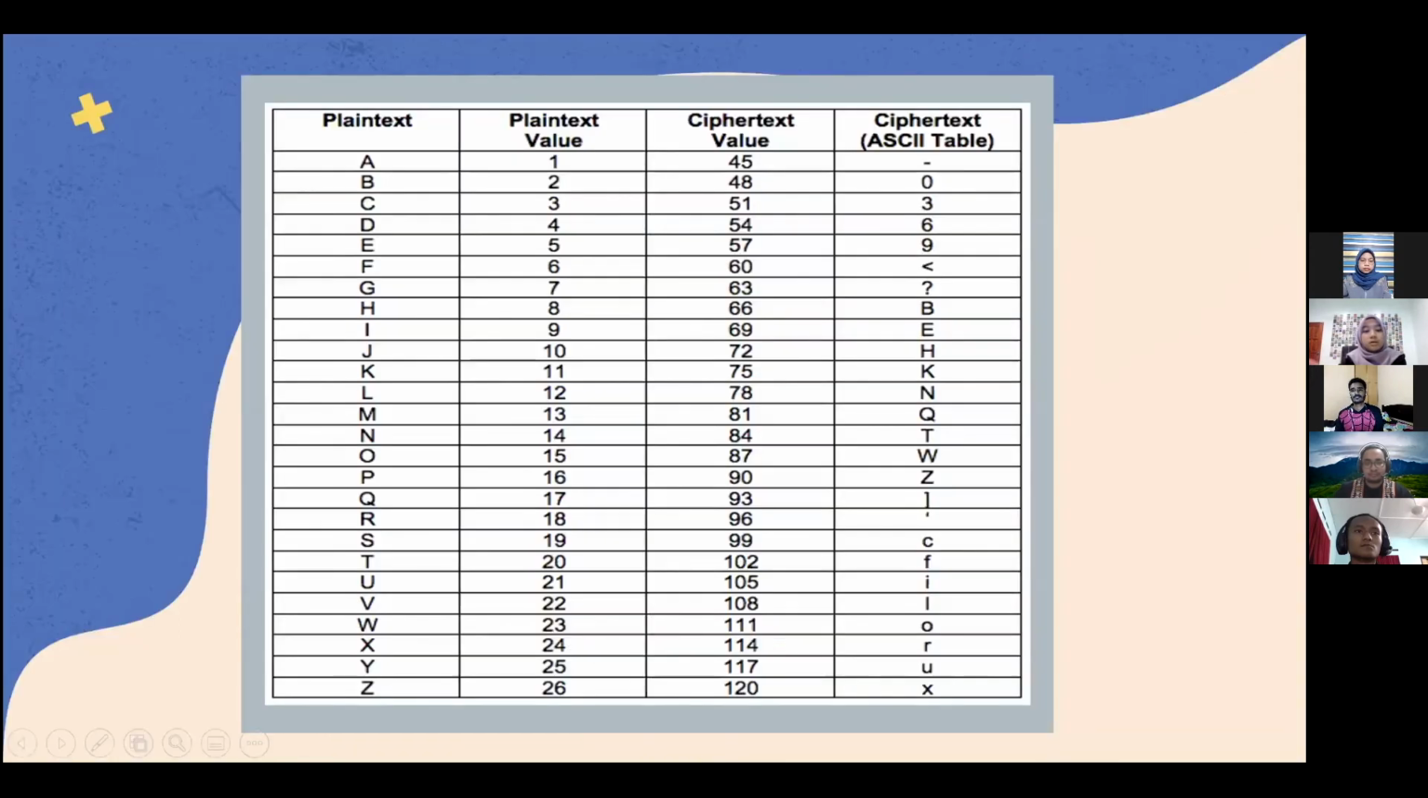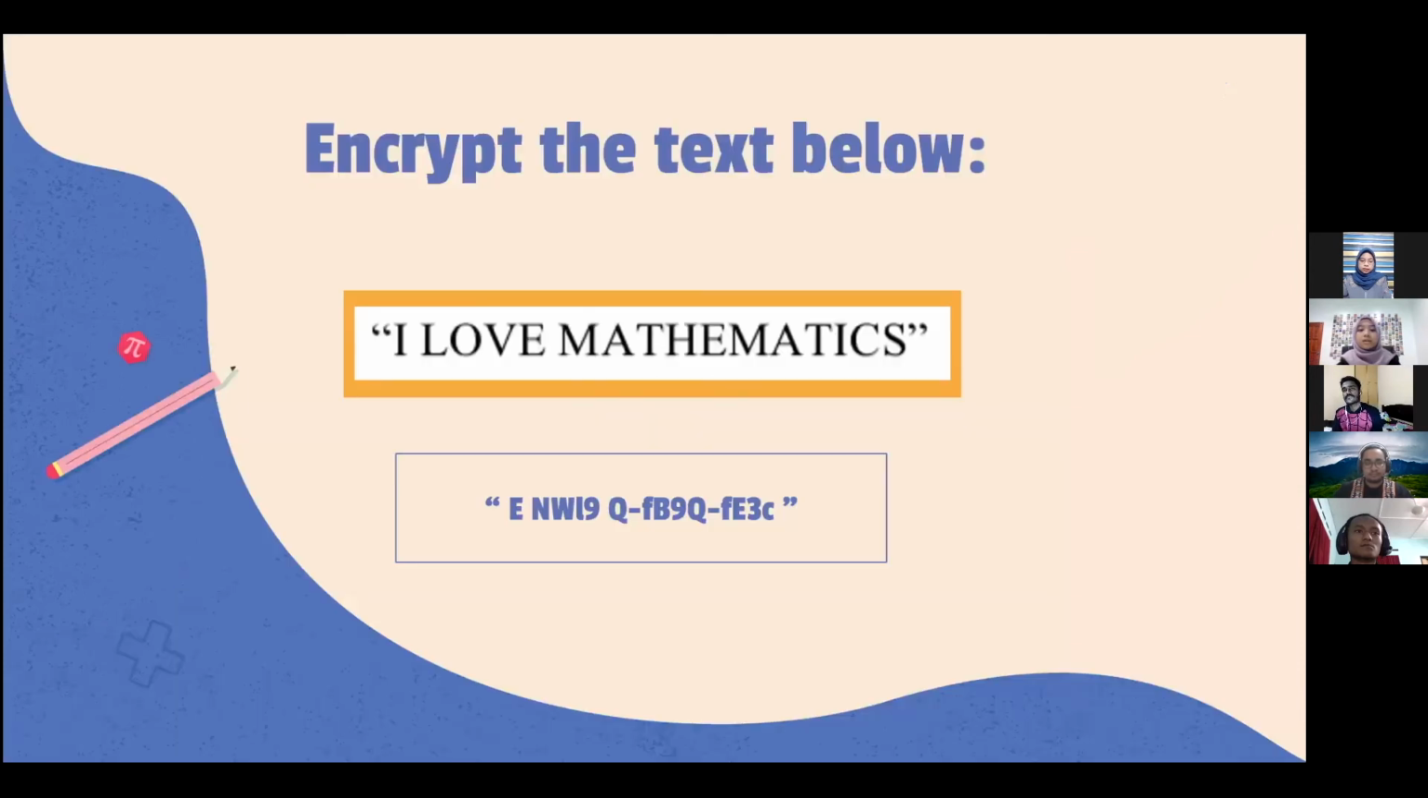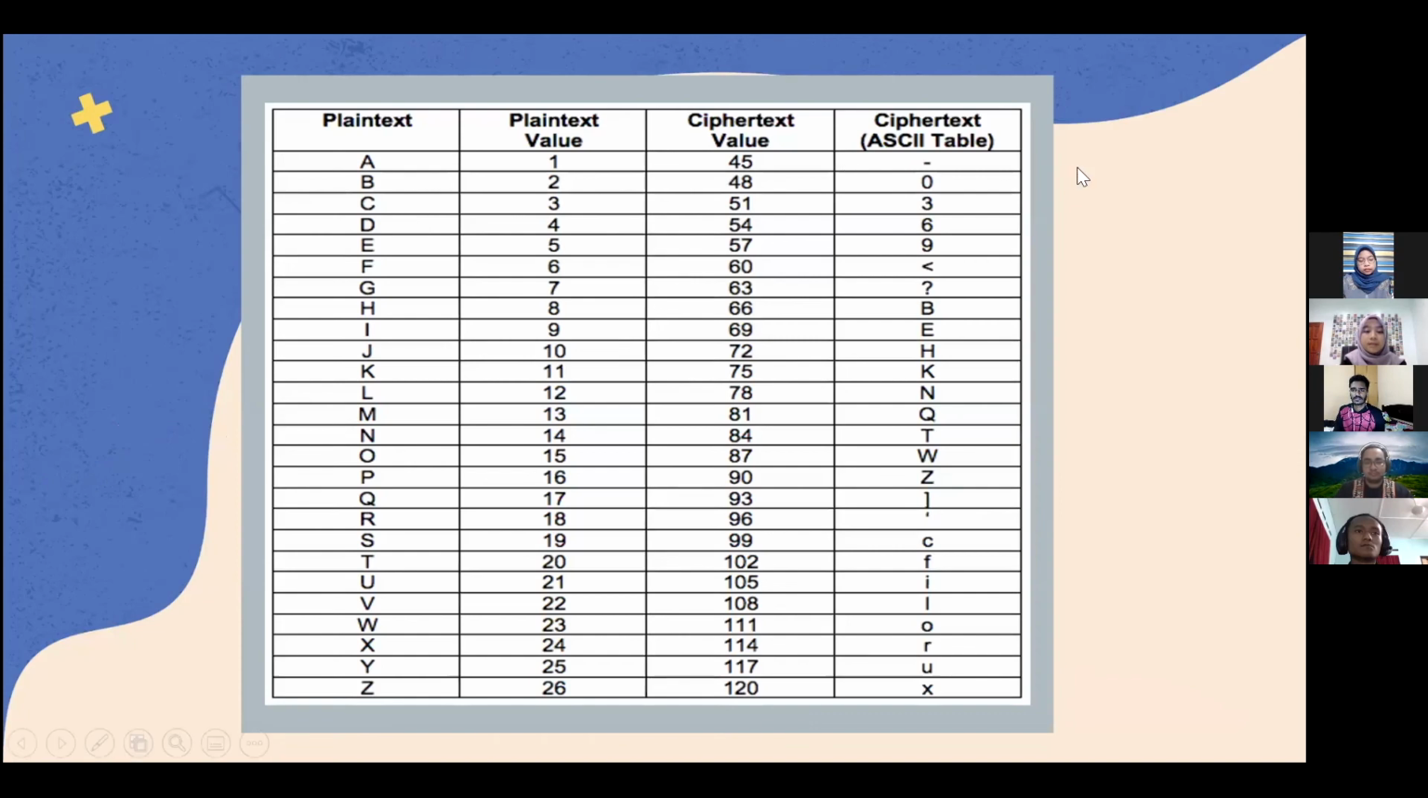Okay, next slide. This is the complete table that we have done. First, we need to know the ciphertext value to identify the ciphertext using the ASCII table. Next slide. The question asks us to encrypt the text below by using the complete table that we have done. The text is "I love mathematics." I'll show you how to encrypt the text using the table. Previous slide, Ridzwan. The text is "I love mathematics."